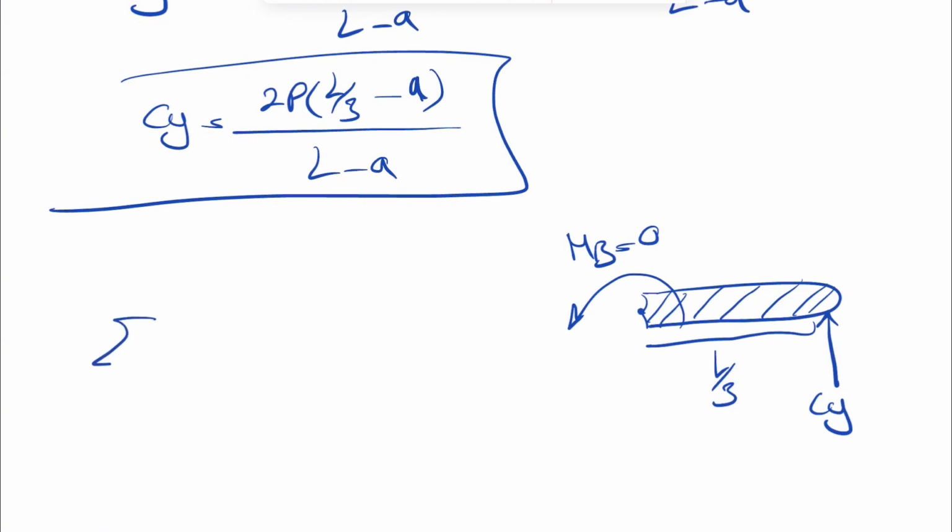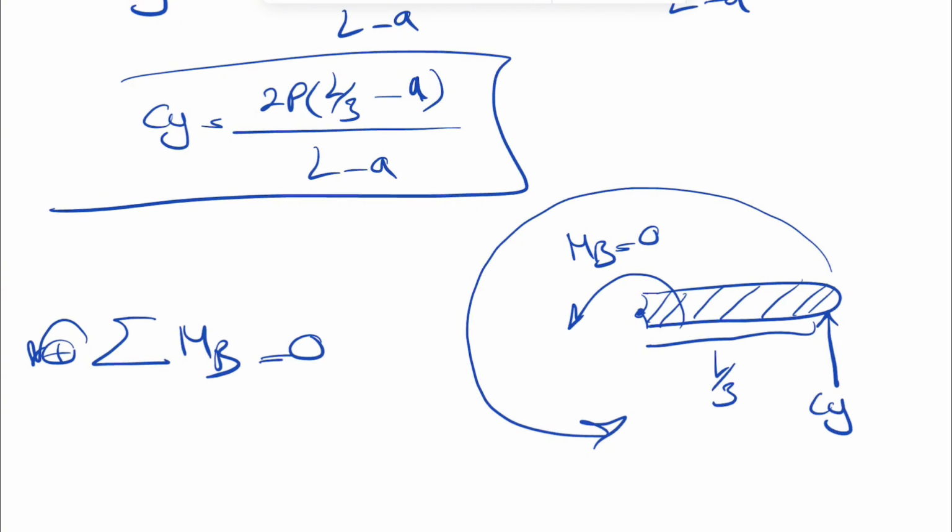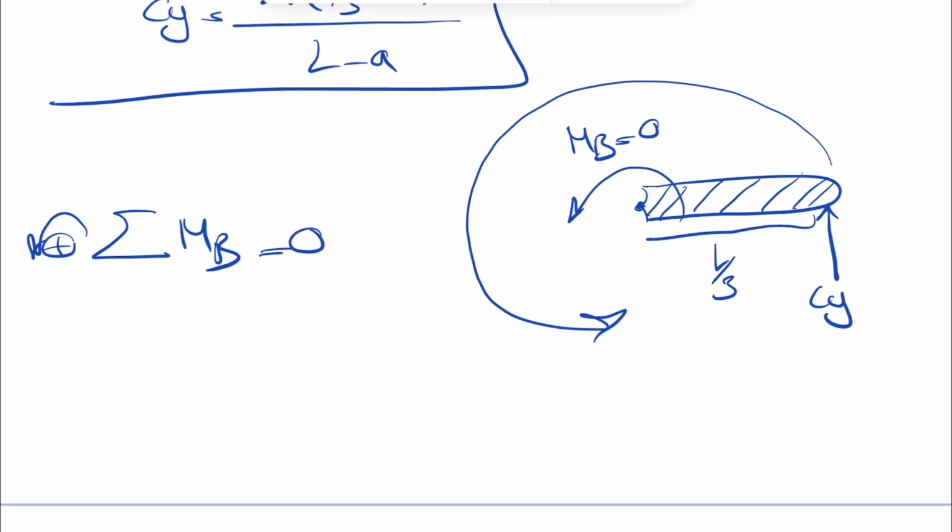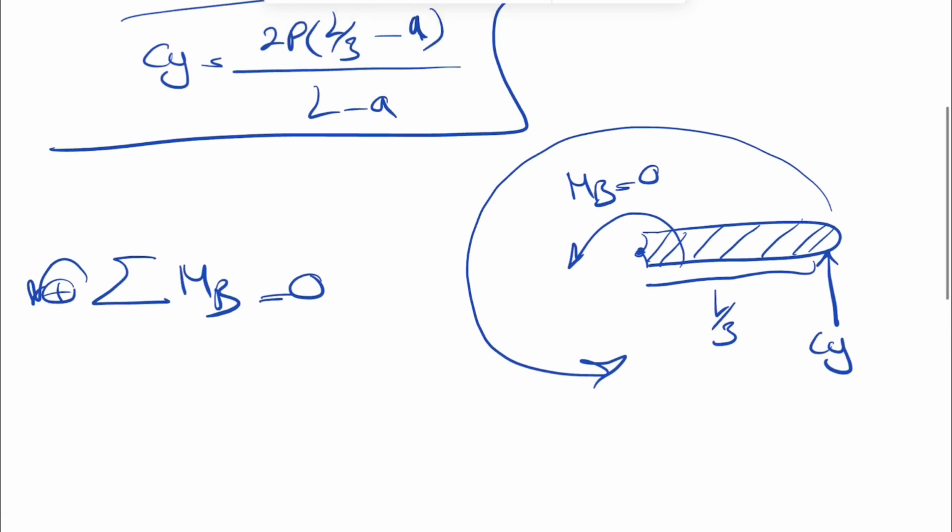Now that we have this, if we want to find the sum of all moments about B, we basically have the moment of CY, which is the force times the distance. The force is in this direction, so the moment will be counterclockwise, but the direction here doesn't matter because it will be equal to 0 anyways. So our CY times the distance, CY times 1/3 of L, will be 0.